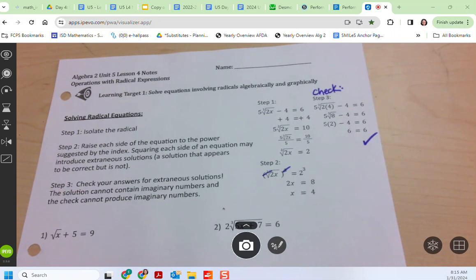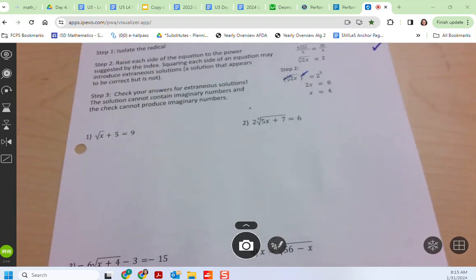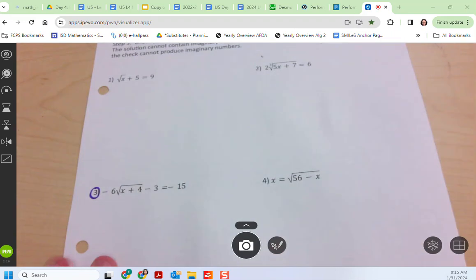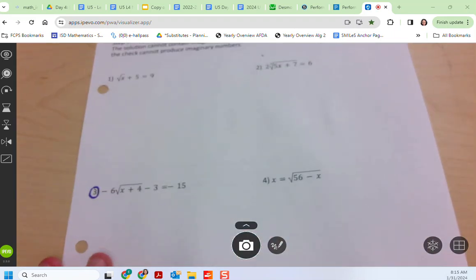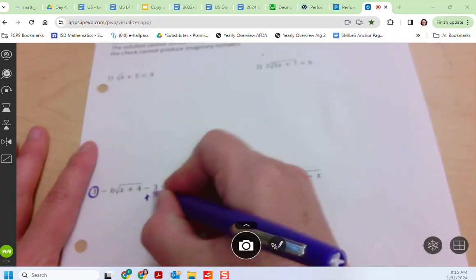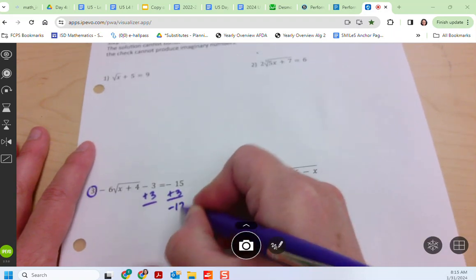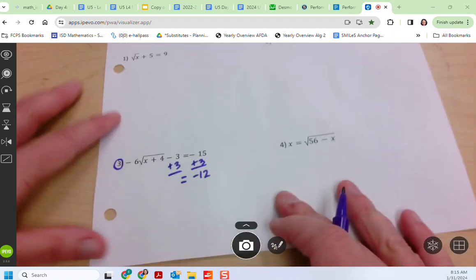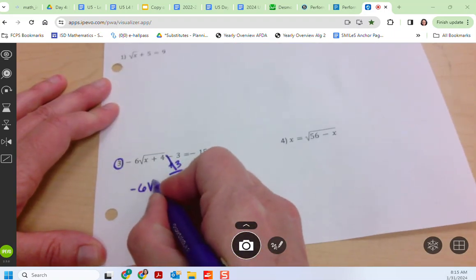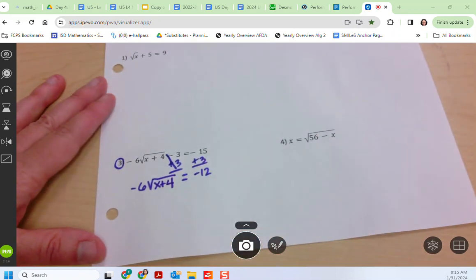Okay. We are going to do number 3, and then I'm going to send you guys back to do 1 and 2. Let's look at 3. In problem 3, I have to get the radical by itself, so I have to first undo the minus 3 with what? Plus 3, good. Plus 3. So I get negative 12 equals, and then this is gone, but I bring this down. Negative 6 times the square root of x plus 4. So all I did was add 3.